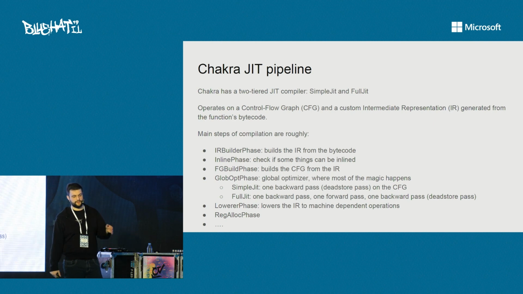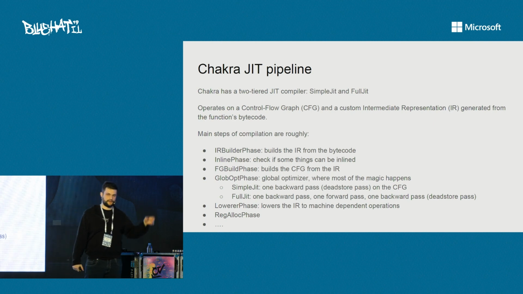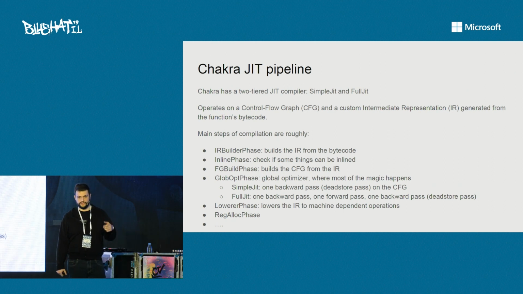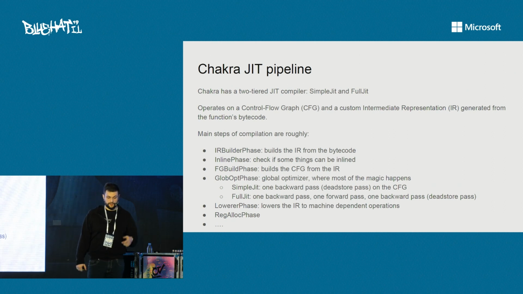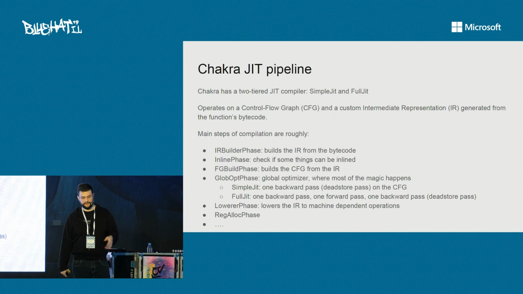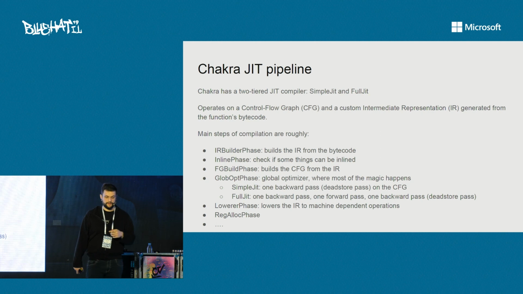The main steps of compilation are roughly, I have the list here. You build the IR, this is the IR build phase, then you do the inline phase. It always happens quite early in the process because inlining allows for further optimization. If you look at other JIT engines, you'll probably see that it happens super early in the process. Then the flow graph build phase, which builds the control flow graph. And then we have the globopt phase, short for global optimizer. It's where most of the magic happens and what we'll be focusing on.